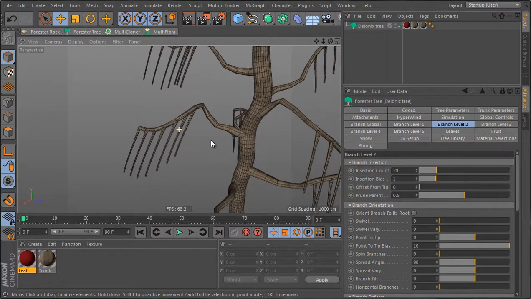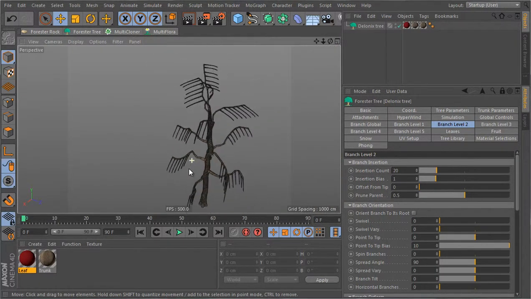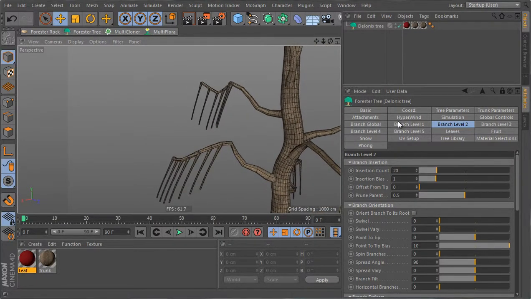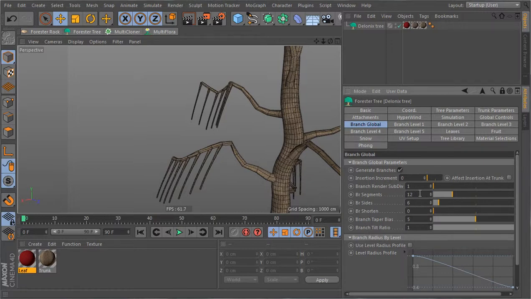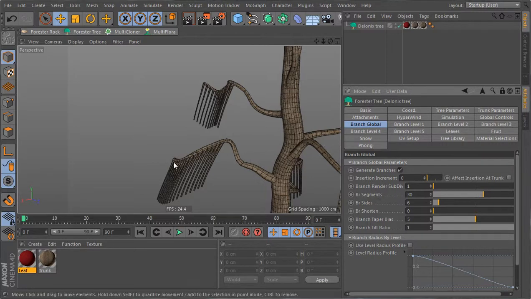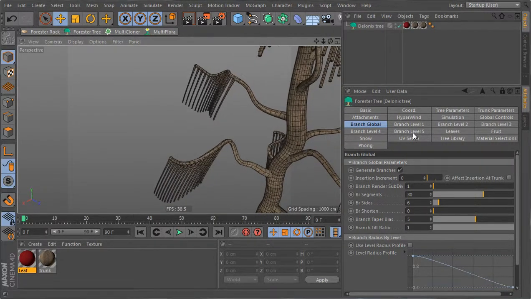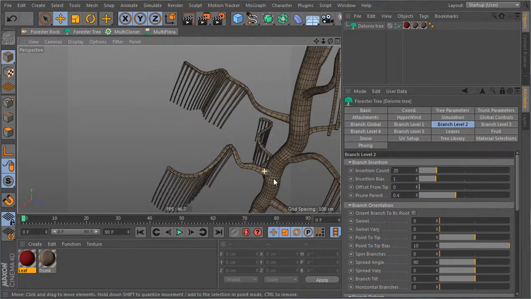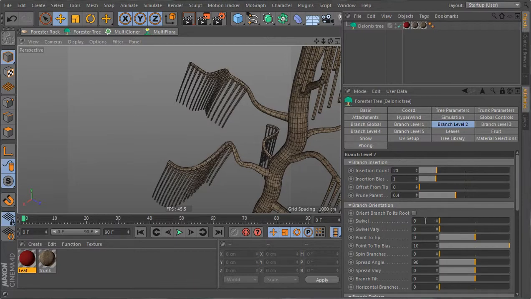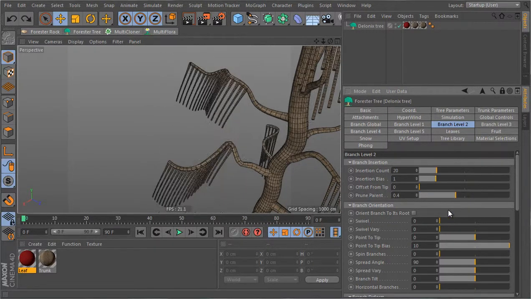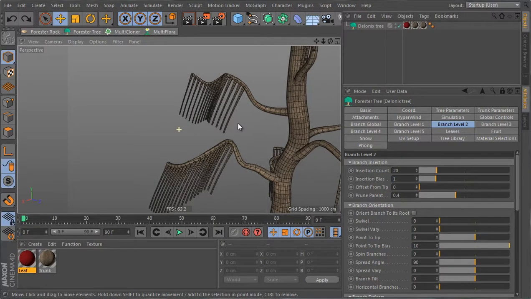So now we see that the branches are pointing downwards regardless of the parent orientation. I'm going to increase the branch segments to 20 or 30 so that we see the orientation properly displayed. Now here I'm going to reduce the branch pruning to a value of 0.4. So if I increase the swivel, the branches are going to swivel out according to their own orientation without taking the orientation of the parent into consideration.